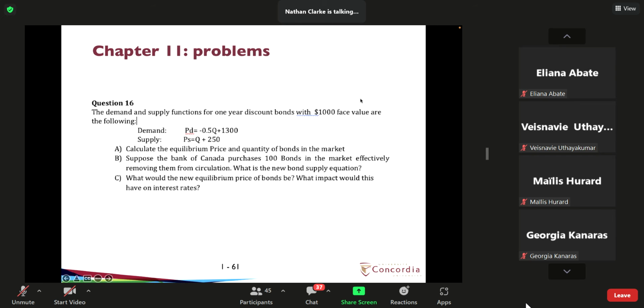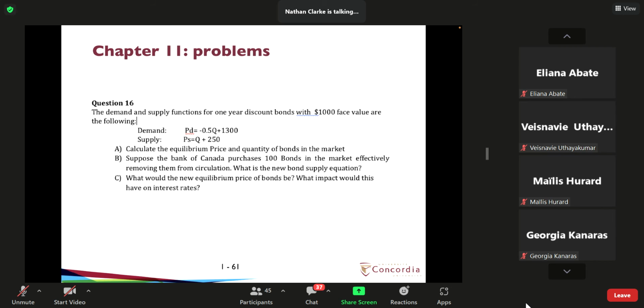So the demand and supply functions for 1 year discount bonds with a $1,000 face value are the following. So you have your PD, you have your PS. They say to calculate the equilibrium price and quantity of bonds in the market.